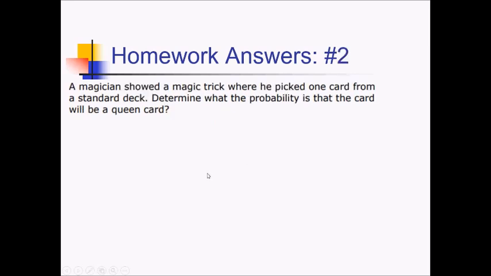On this one, we have a magician showing a magic trick picking a card from a standard deck. We want the probability that the card is a queen card. So the probability of getting a queen, what's our total number of possibilities? In a standard deck, we have 52 total outcomes. Now the outcomes that we want are just the queens out of there. There are 4 queens in a deck of cards, one of each of the 4 suits. So that's 4 possibilities we want. And then we can reduce 4 over 52 by 4s to be 1 over 13.